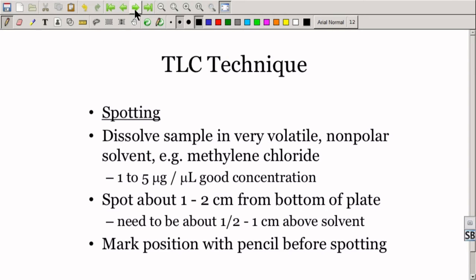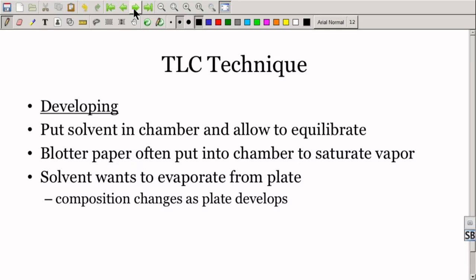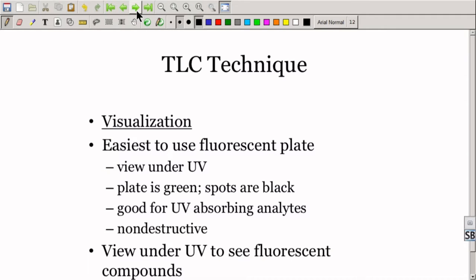Spotting, okay. Lots of information about that. Developing, and so on. Okay. How do you visualize what happened in a TLC plate?